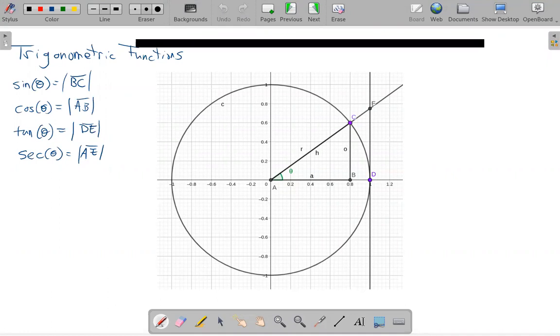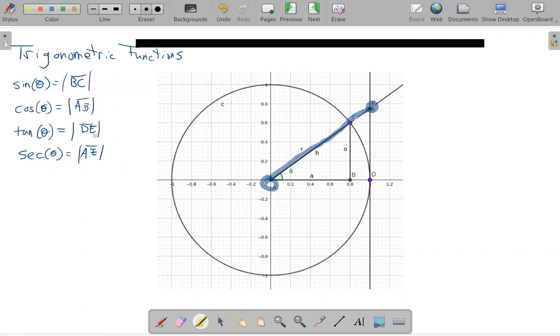And my claim in this picture is that the secant of the angle in the unit circle here is going to be equal to the length of the segment AE. The bars around this mean length. So let's see, where is AE? A is down here. There's my A, and E is up here. So this length right there, my claim is that is the secant.